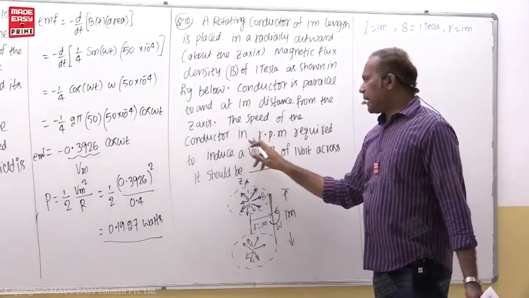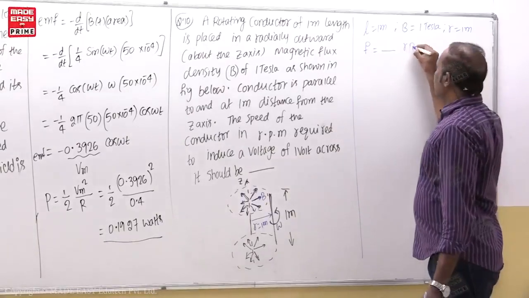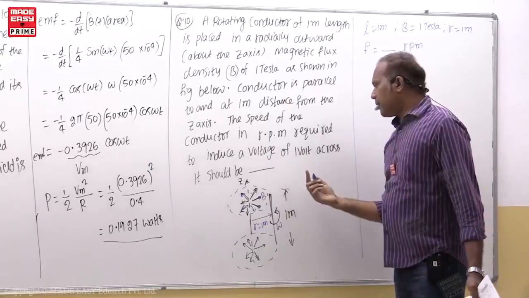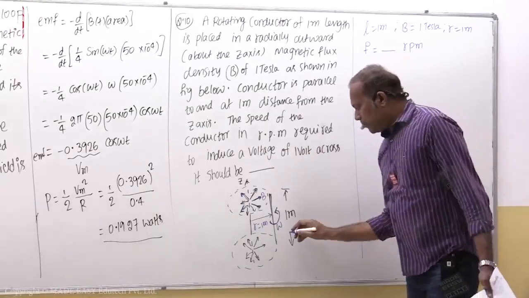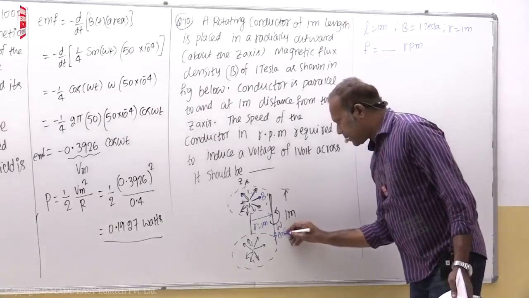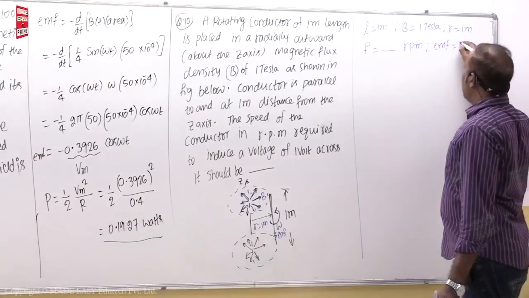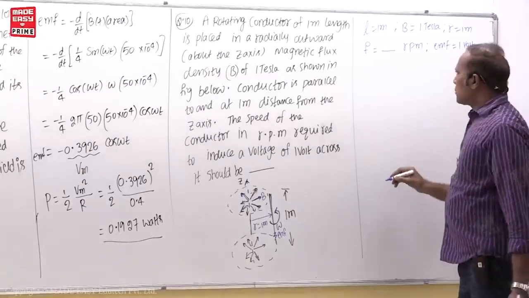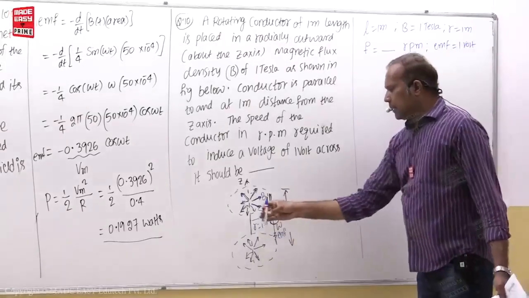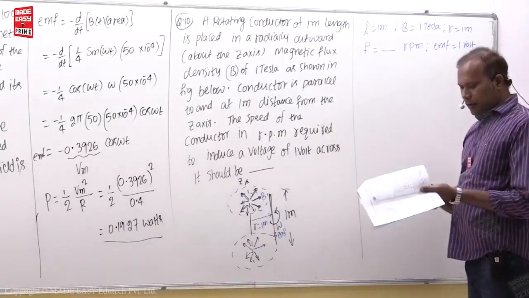Now the speed of the conductor in rotations per minute is required, that means you have to find the frequency in rotations per minute required to induce a voltage of 1 volt. That means here EMF is induced in this. How much EMF is induced? EMF induced is equal to 1 volt. So to induce 1 volt EMF in this rotating conductor, what should be the rotations per minute? That means you have to find the frequency.